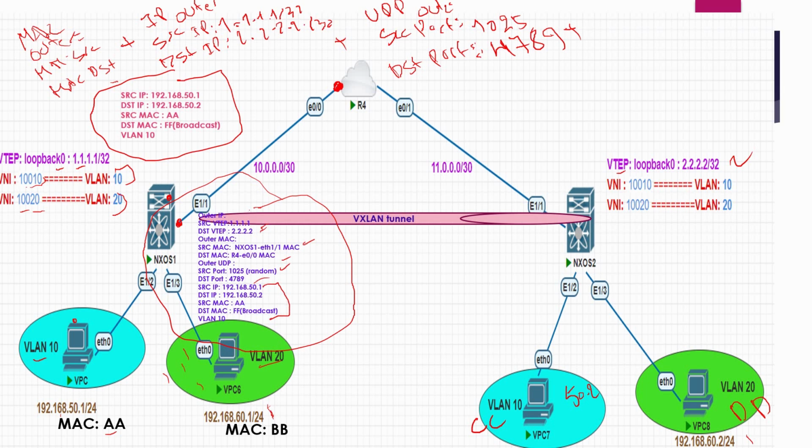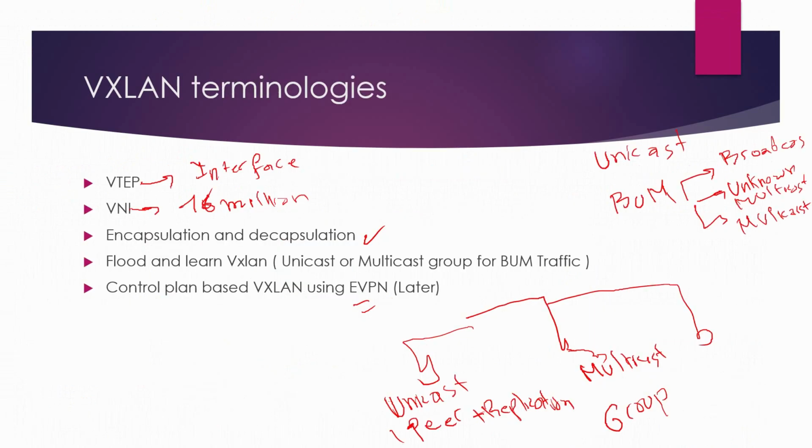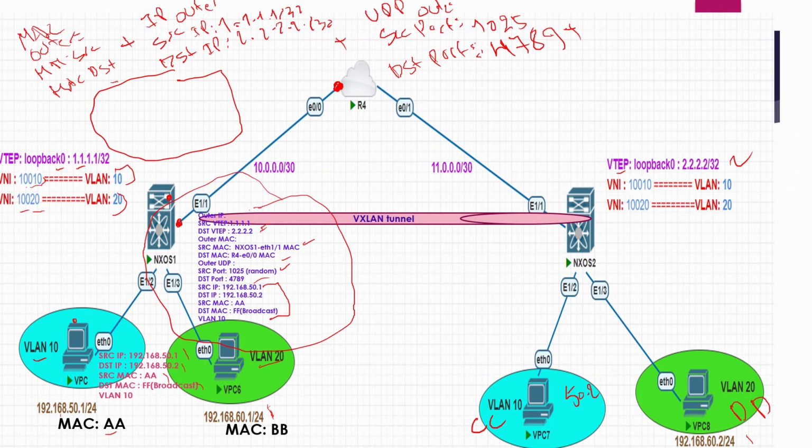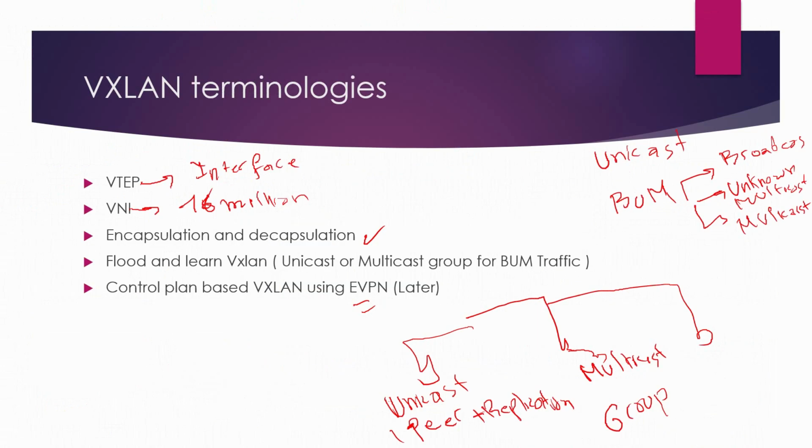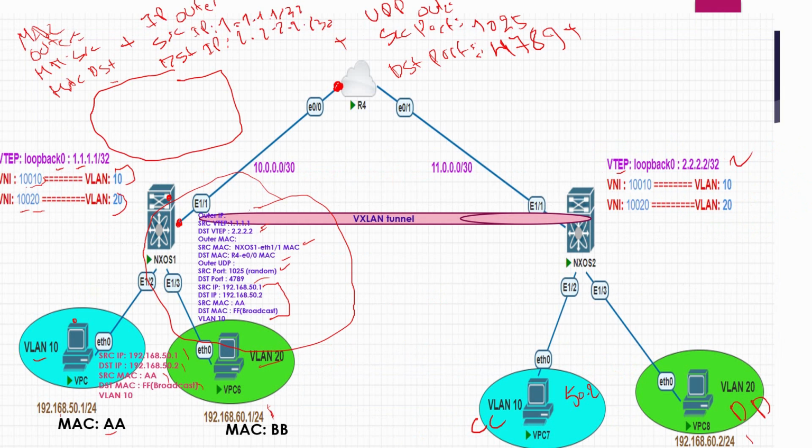When we have the broadcast FFFF, what will happen? As I told you in the other slide, we have three options. We have unicast peer replication, multicast group, and EVPN. In my case, I will use the first one, unicast peer replication. Let's suppose my nodes don't support multicast group and EVPN. This is just an example, so I will use the first method.